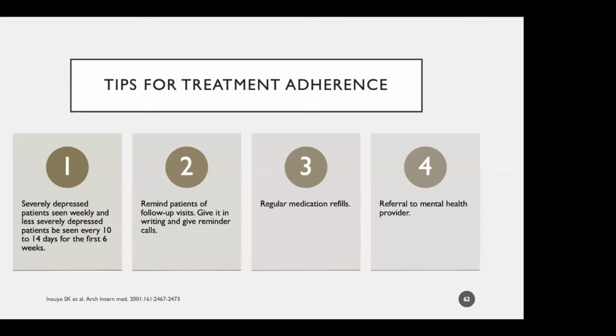Next slide. So if you're seeing someone in primary care, this is what we would suggest. Severely depressed patients should be seen weekly, and less severely 10 to 14 days for the first 6 weeks. Give them reminders of follow-up visits. Give them a call, give it to them in writing. Check that they're regularly filling their medications, and not just filling it, but actually taking them. And when it's more complex, refer them out to specialty health.